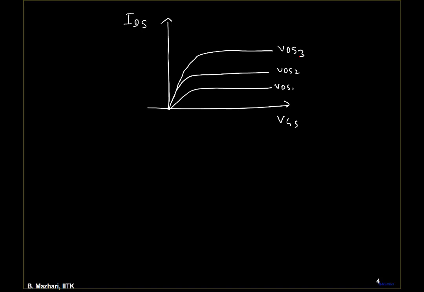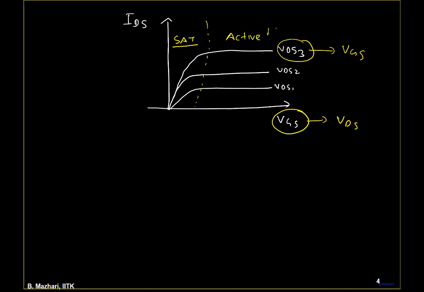Okay, so what he's saying is that, in the way the diagram has been drawn, this should be what? VDS. And this should be? VGS. All right, VGS, fine. Okay, we draw it like this. This should be? Is it okay?